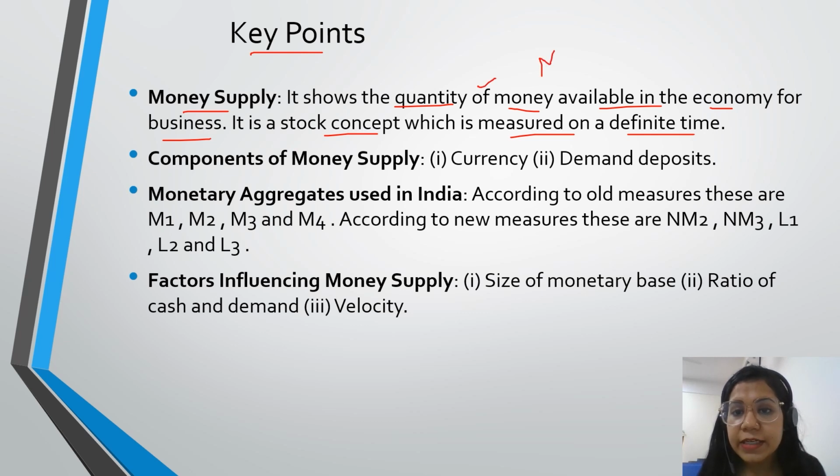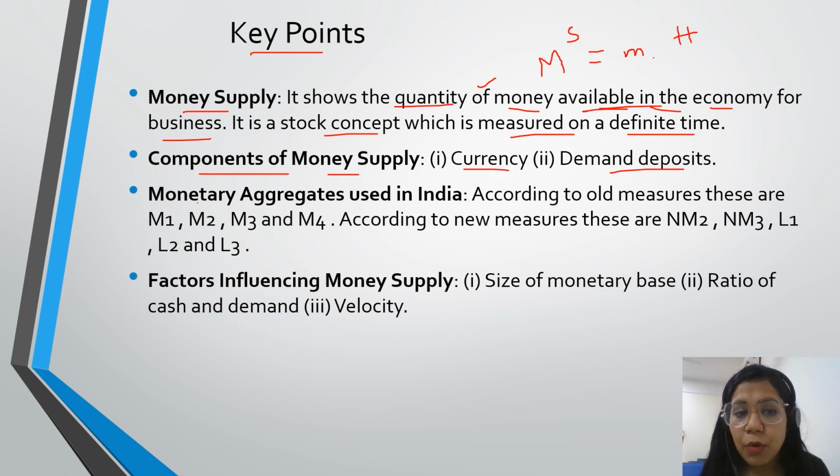We had written money supply as what? Money supply was equal to the money multiplier small m into the high powered money. It shows us all the quantity of money available in the economy for business. Now what were the components of money supply? So the two main components of money supply which has been accepted by everyone are, first one is the currency and second one is the demand deposits.